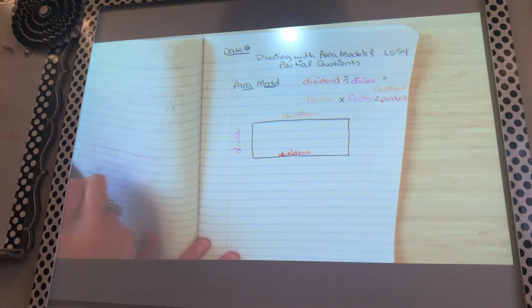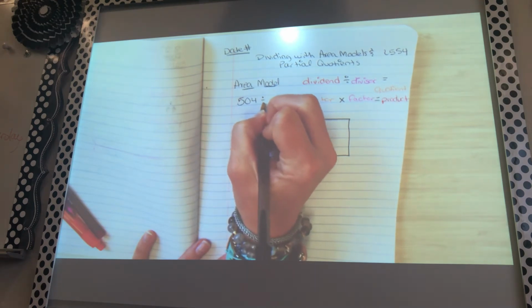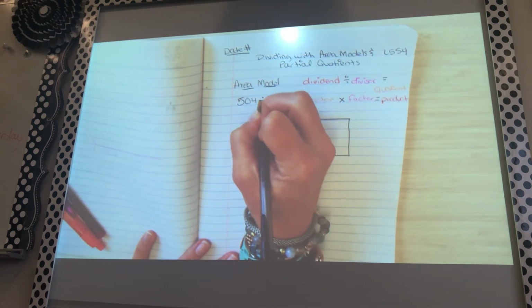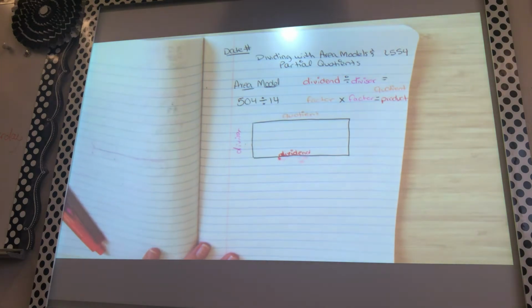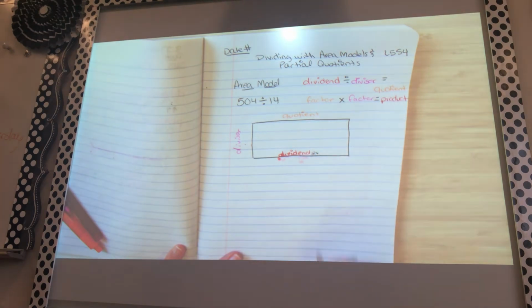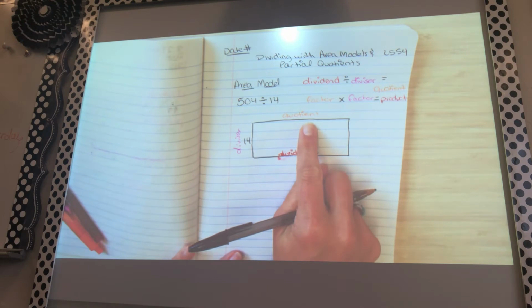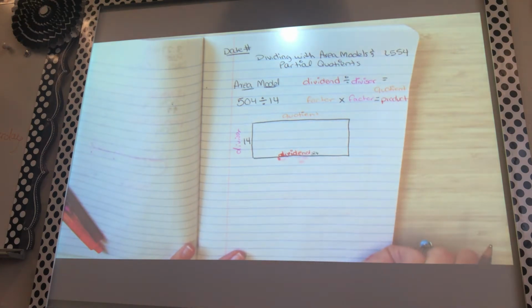So the problem that we're going to work with today is 504 divided by 14. And we're solving for our quotient. Now, if you look, our dividend's 504. So this whole thing needs to equal 504. Our divisor is 14, and we do not know our quotient yet. That's what I'm trying to find out here.